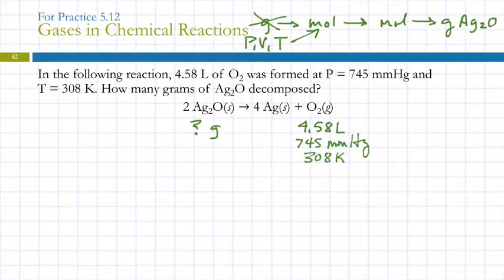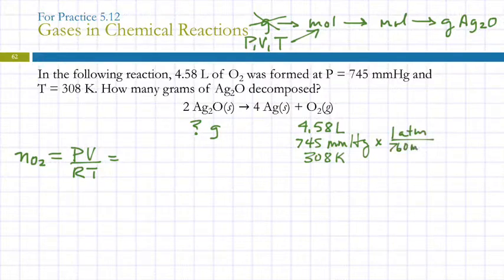So to calculate the moles of oxygen, we need the ideal gas law. So PV over RT. So the pressure, well, that pressure is in millimeters of mercury again. It usually is. Millimeters of mercury or torr. So that's 0.98026 atmospheres.